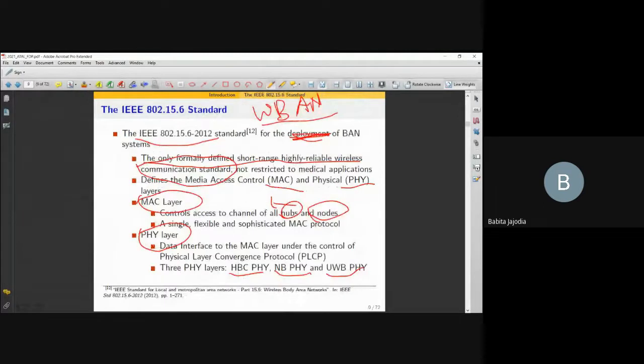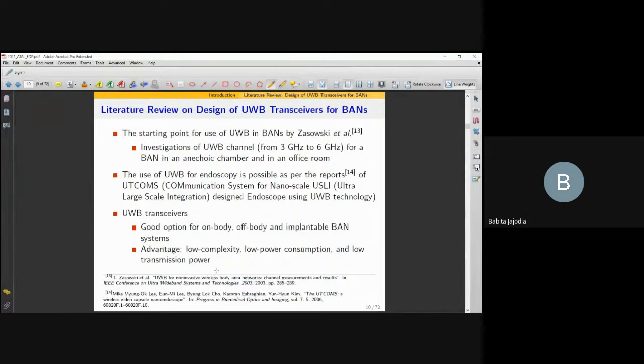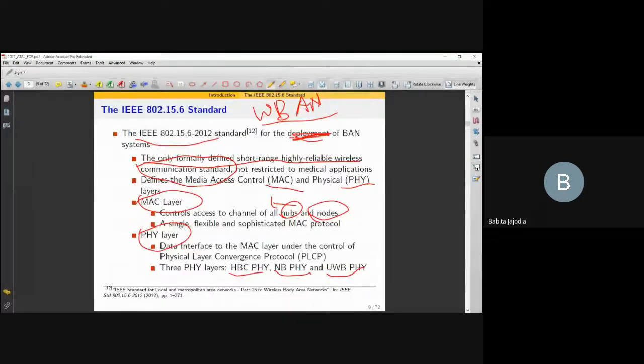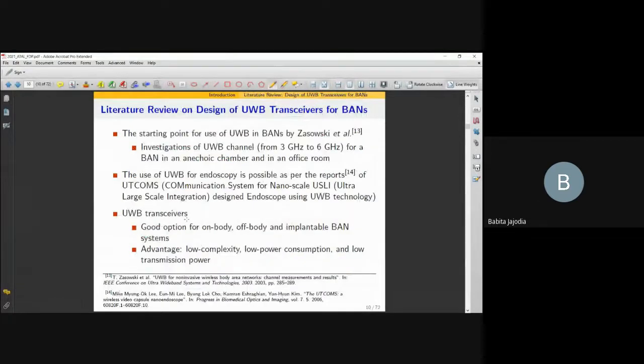And this is the standard. If anyone is interested, he or she can go to IEEE Xplore and download the standard as well. It's a 271 pages manual. So now, as I have mentioned the frequency and the standard in brief, we will be discussing the transceiver designs taking the UWB frequency band.